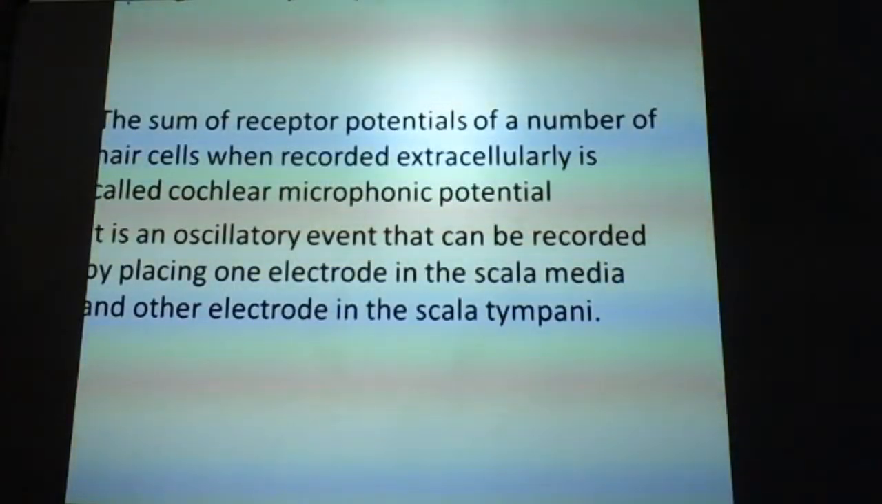Overall, the sum of the receptor potential of a number of hair cells when recorded extracellularly, this potential is called the cochlear microphonic potential. It is nothing but the oscillatory event that is recorded by placing one electrode in the scala media and the other in the scala tympani.